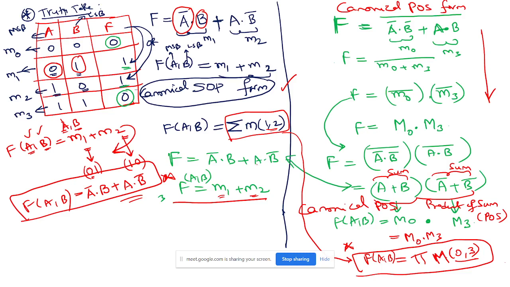All right. So now I just want to give some establishment here, so that's why I explained about canonical, SOP and POS. Now there is something called K-map that comes into the picture, right? That we know.